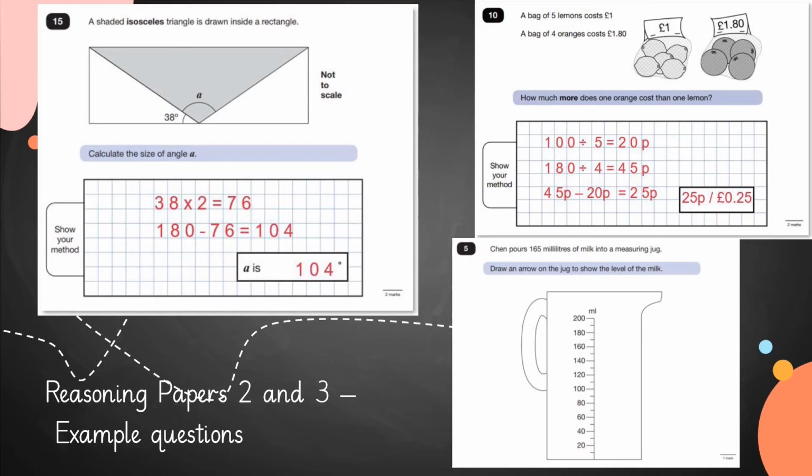Now let's take a look at some example questions. You'll see with these questions again, there are a variety of different marks available. It's really important that the children read carefully what's written in bold and they underline the key information, as that will help them to interpret what the question is asking them.